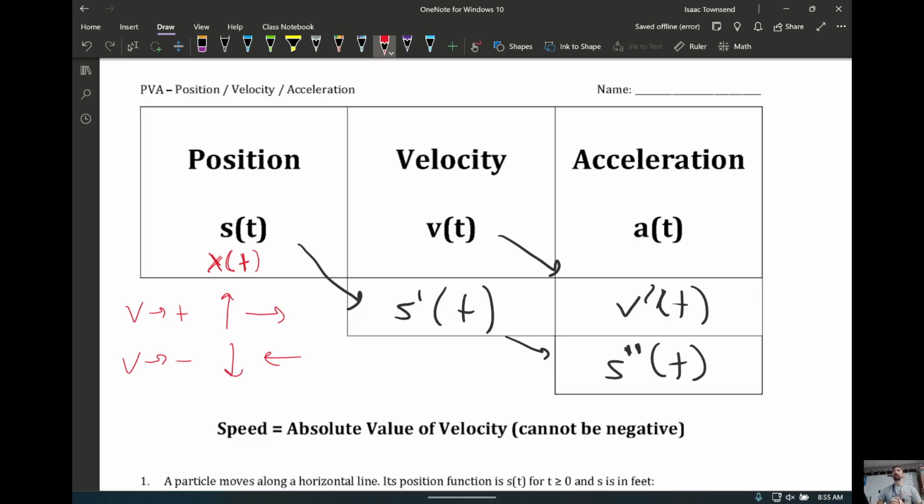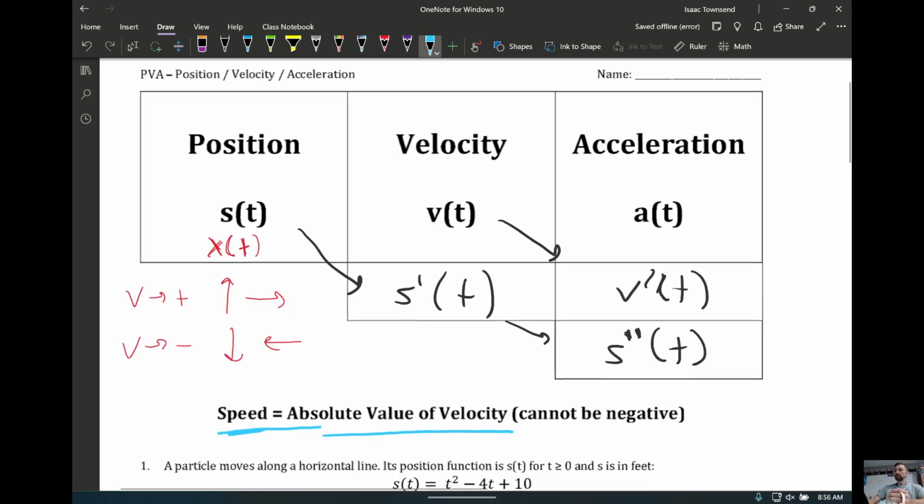Whereas speed doesn't matter. If I ask you what was your top speed in the car today on your way to school, you're not going to tell me negative 55 miles per hour. No one's interested in the direction that you went. They just care about how fast you were going. So when we talk about speed down here, speed is the absolute value of velocity.